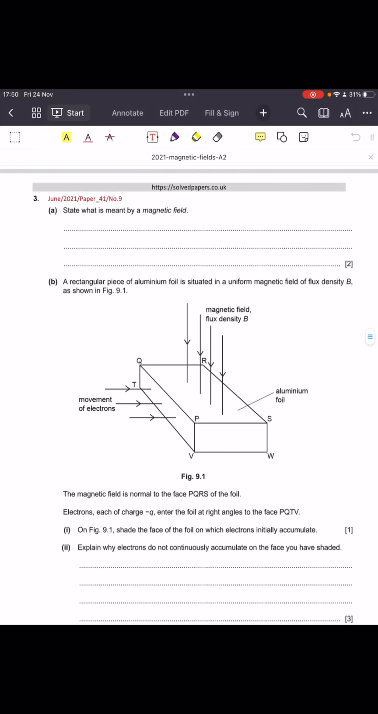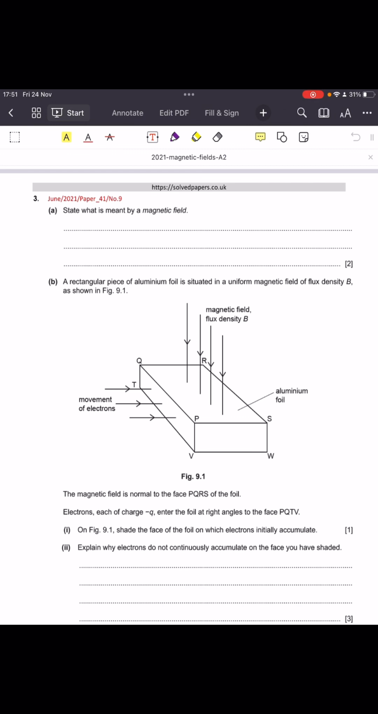I'm a physics teacher and today I'm going to solve a question for you. The question is about magnetic fields and moving charges in a magnetic field. The question that I'm going to solve for you today is question number 9 from paper 4.1 from May-June 2021 session.